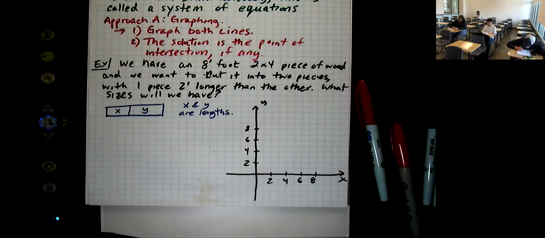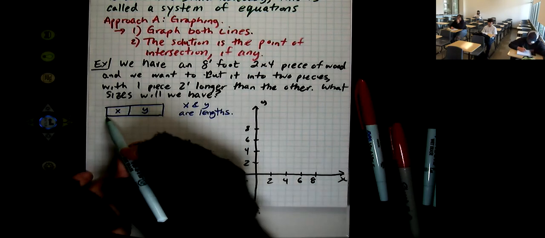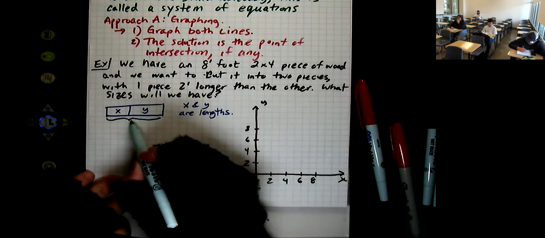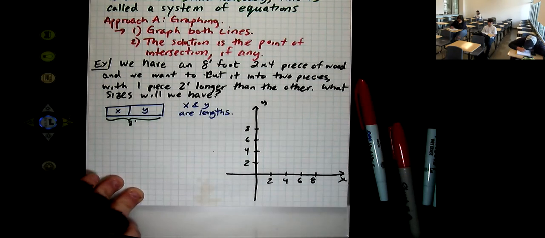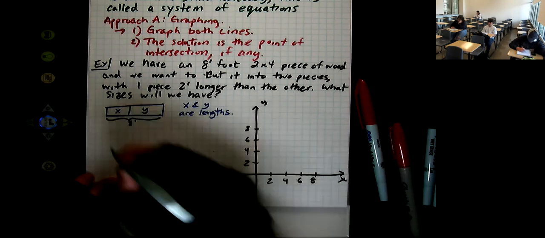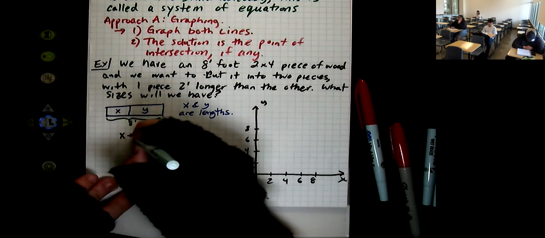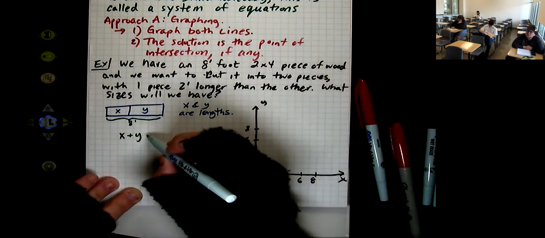All right, so it tells us the board was 8 feet long in the first place. That's important to know. Which means if I add up the lengths of X and Y, if I add X and Y together, I should get my 8 feet.